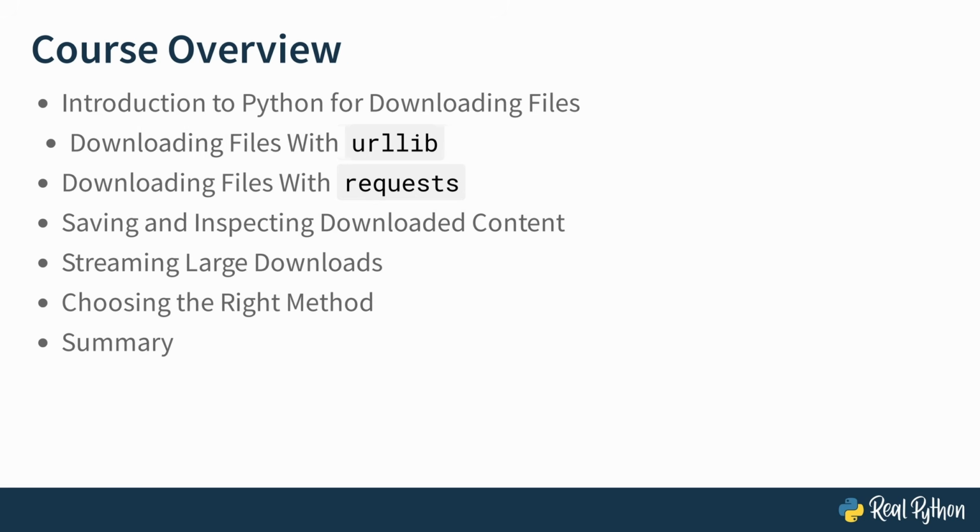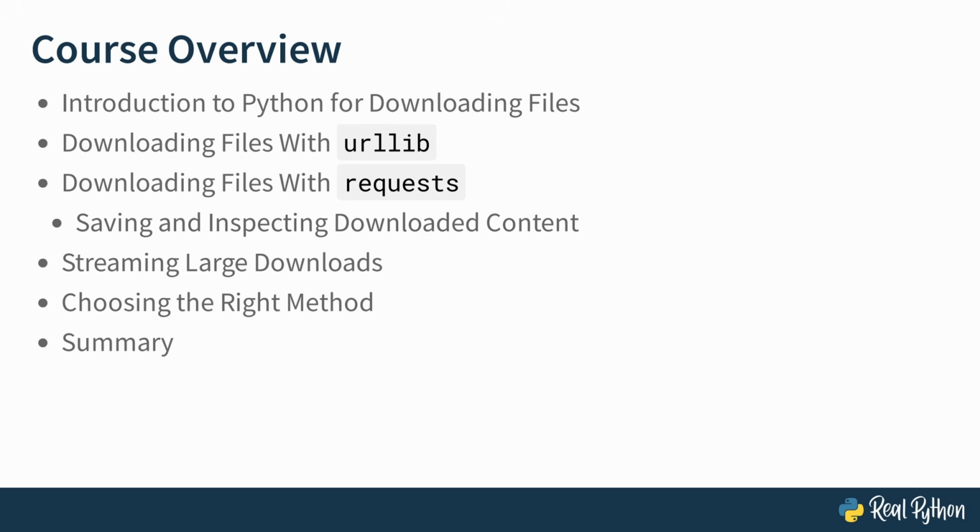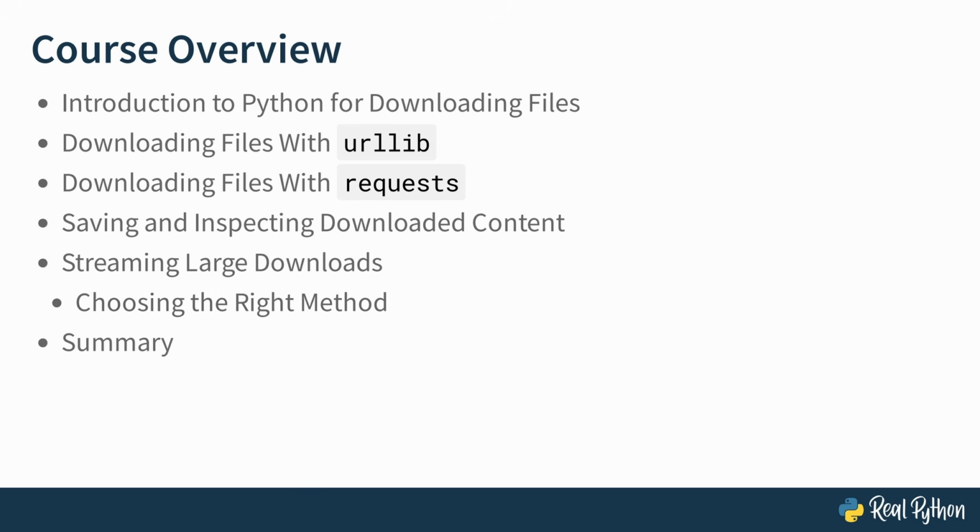Then we will dive into urllib, the standard library module for handling URLs. We will see how to use requests, which is the most popular third-party library for HTTP in Python. We will also cover essential techniques like saving and inspecting your content, streaming very large downloads to save memory, and finally, how to decide which method is right for your specific project.